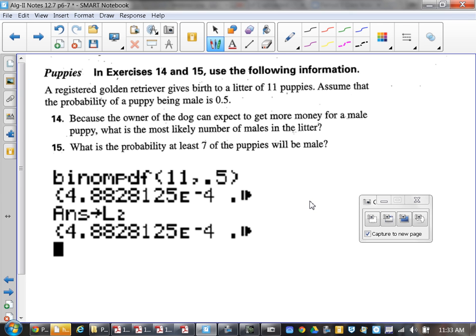You type in the 11, comma, 0.5, close parentheses, hit enter. It's going to come up with a whole bunch of stuff. You don't care about all that stuff. What you're going to do is press stove, second from the bottom on the left, and then you hit second, L2, and then go back to your list and look for it. And that's really all it is.